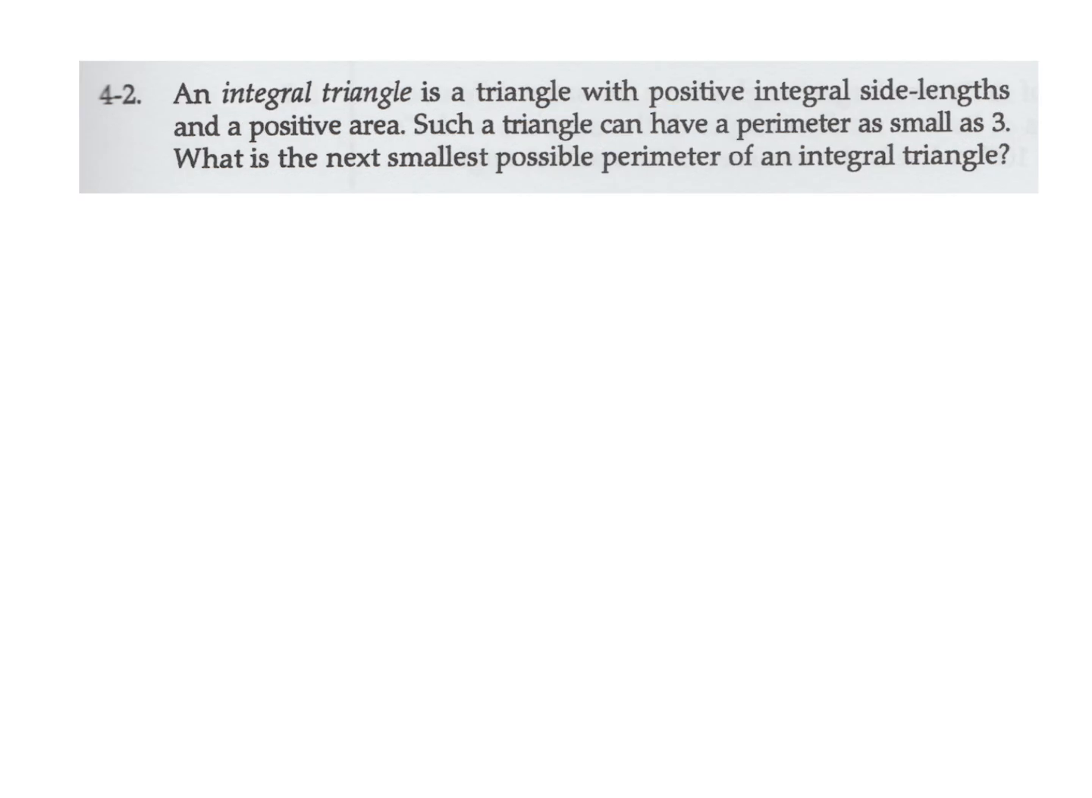An integral triangle is a triangle with positive integral side lengths and a positive area. Such a triangle can have a perimeter as small as 3. What is the next smallest possible perimeter of an integral triangle? Well, since 3 is the smallest, let's try 4. Let's see if we can make a triangle with 4 as the perimeter.